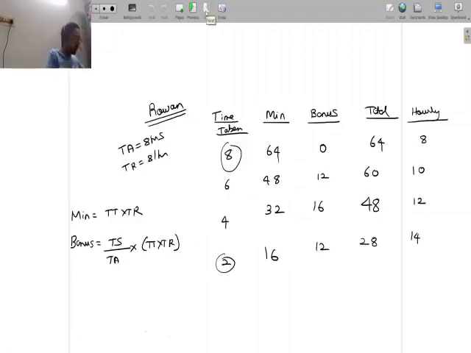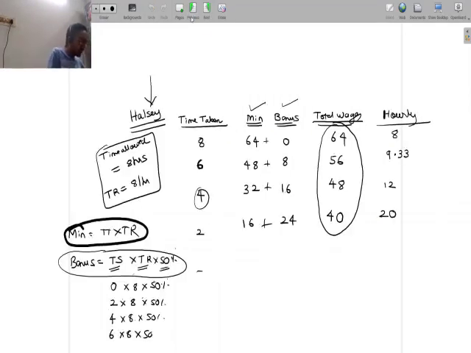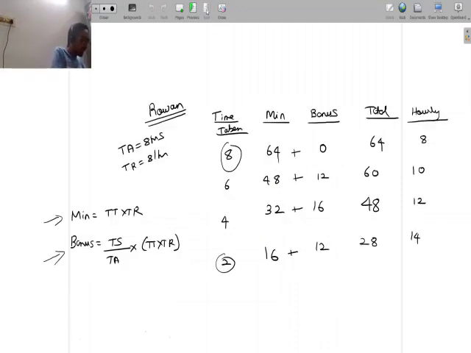Now go to Rowan here. For Rowan, I've done a similar calculation, minimum and bonus. For minimum, the minimum formula, and for bonus, the bonus formula is used. So I here get 64 plus 0, 48 plus 12, 32 plus 16 and 16 plus 12: 64, 60, 48 and 28. So you can see that when there is no time saved at all, you still get total wages to be equal. That is because when there is no time saved, Rowan or Halsey do not talk about any incentive. So it's only the minimum component.